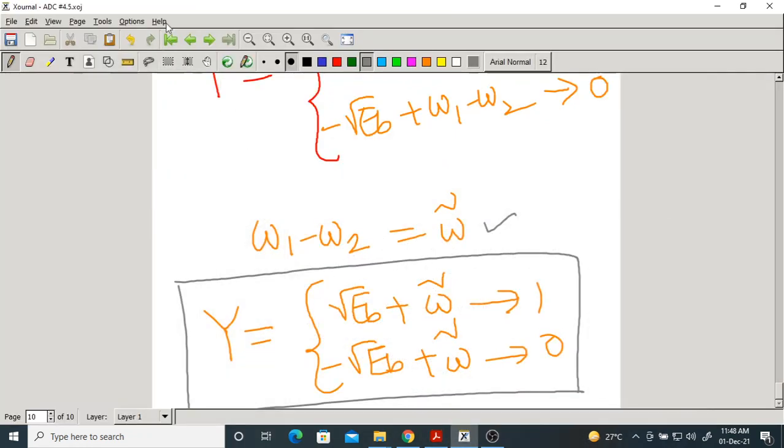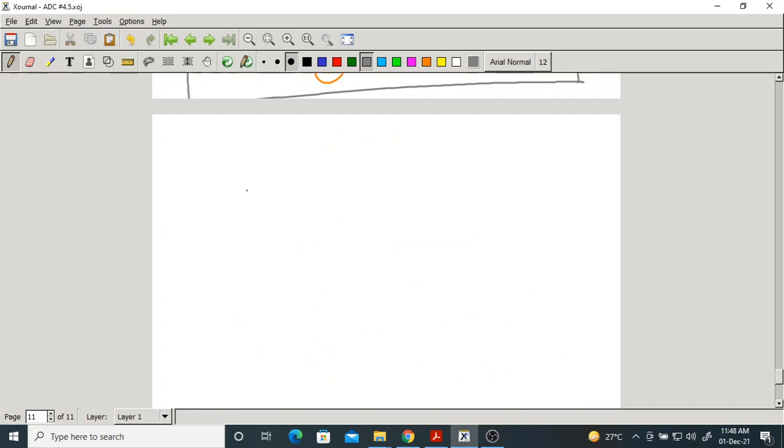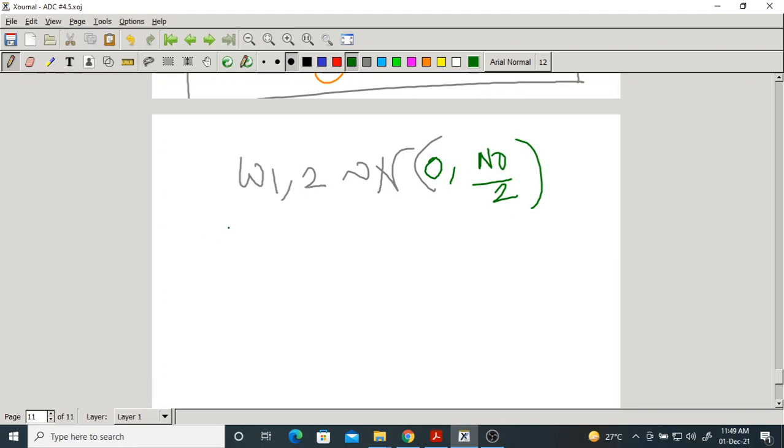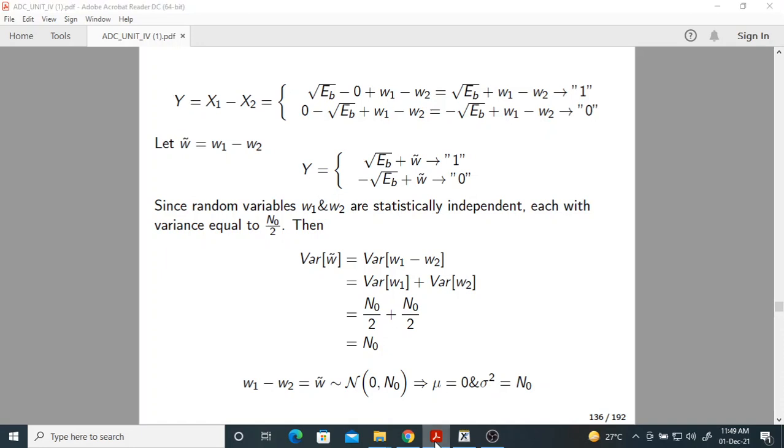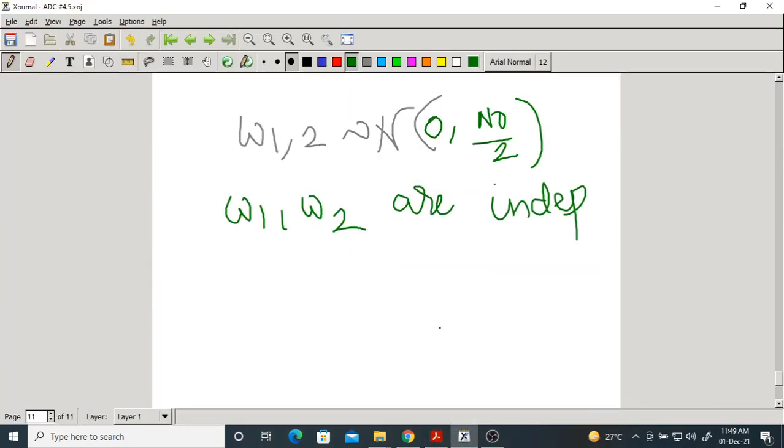What is W tilde? I told you, W1 and W2 are two Gaussian random variables with mean 0 and variance N0 by 2, and W1 and W2 are independent. They have the same mean, the same variance, the mean is 0, variance is N0 by 2, and not only that, they are independent of each other. In that case, what is W tilde? That is W1 minus W2.